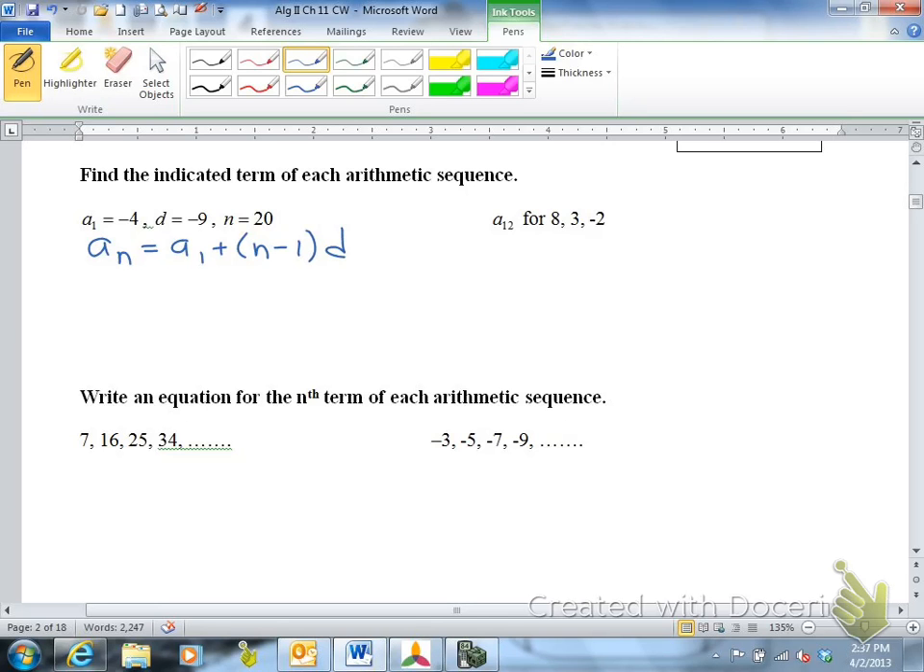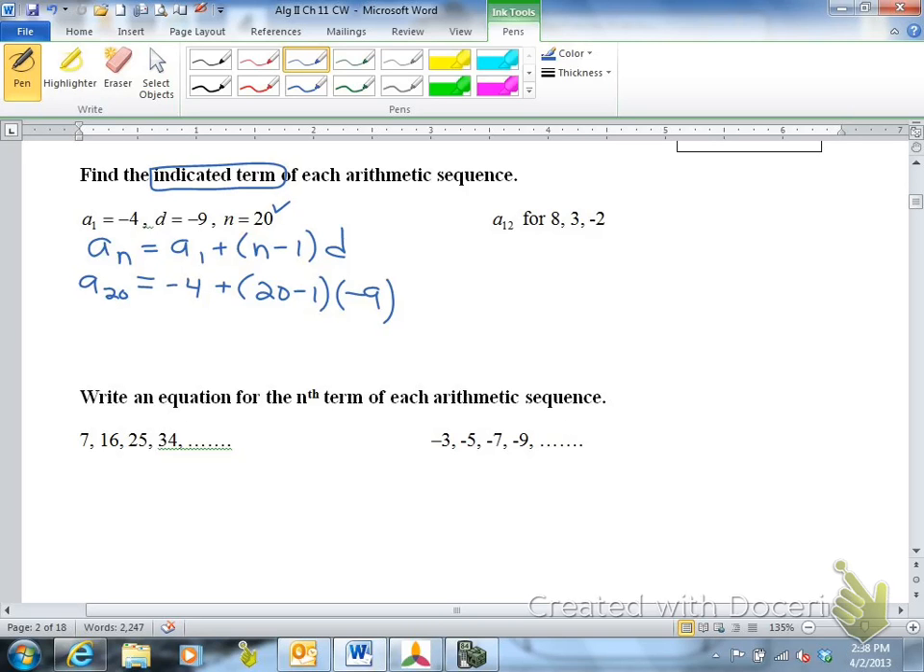We're told a sub 1 is negative 4. We're told that n is 20. And we're told d is negative 9. And we're looking for the indicated term. It doesn't come out and tell you, find the 20th term. But if you know n is 20, then this is a sub 20. So you're looking for the last term, the 20th term.